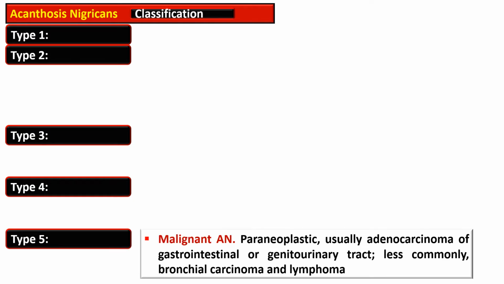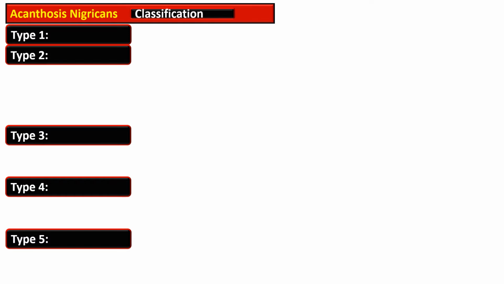Type 5 is associated with malignant diseases, it is the paraneoplastic lesion, and it is associated with adenocarcinoma of the GIT or genitourinary tract, and less commonly with bronchial carcinoma and lymphoma.